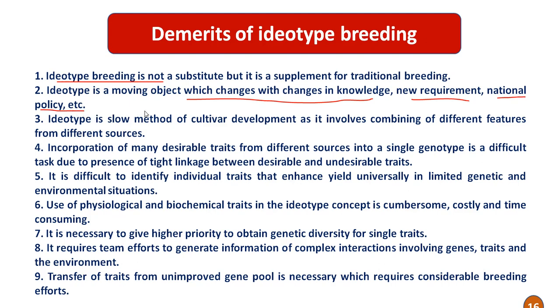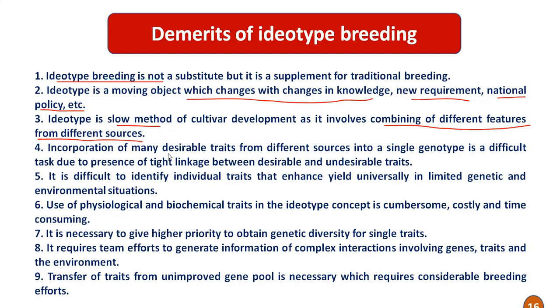So this ideotype breeding is a moving goal. As we saw earlier, it changes with changes in knowledge, policy or requirement. So this is not a permanent solution. This is the major demerit of ideotype breeding. Then ideotype breeding is a slow method of cultivar development, as it involves combining different features from different sources in a single genotype. So this is the major demerit of ideotype breeding.